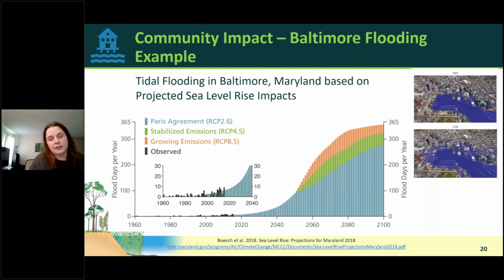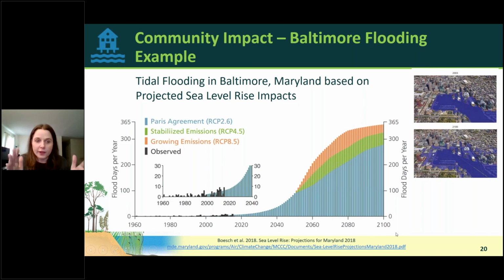I want to provide a local example. This was a really well done report by the University of Maryland, and this was part of a requirement by the Maryland Commission on Climate Change Act of 2015. They asked for a sea level rise expert panel to look at projections and see how it would affect the state of Maryland. So this example is in Baltimore. And so they're looking at tidal flooding in Baltimore based on projected sea level rise impacts.